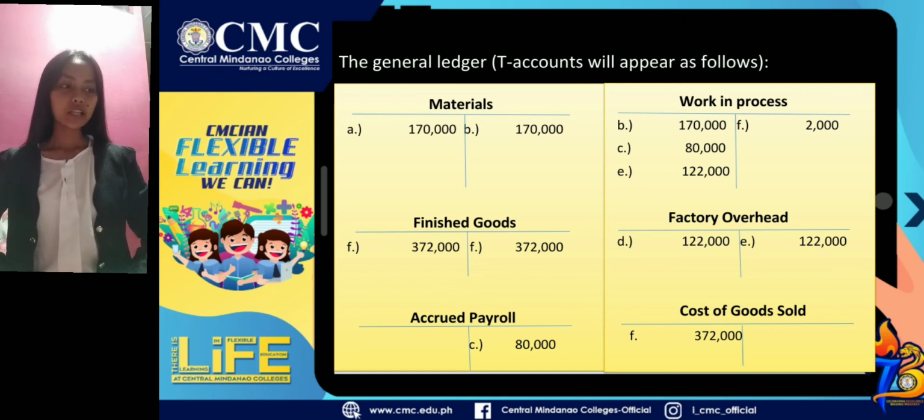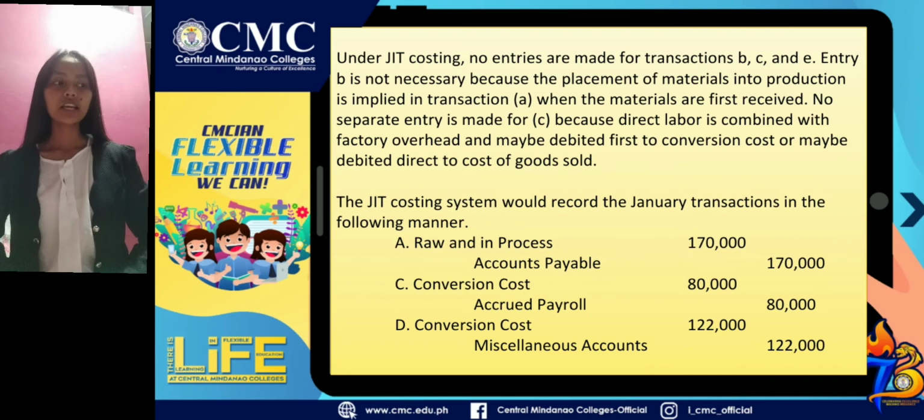But our topic is all about the JIT costing. So let us try to record the same transactions using the just-in-time costing system. And let us differentiate and let us see the difference between the two. So under JIT costing, no entries are made for transactions B, C, and E. So hindi na daw po kailangan ng entries or wala na po daw entries yung transactions B, C, and E natin, which is meron sa ating traditional costing system.